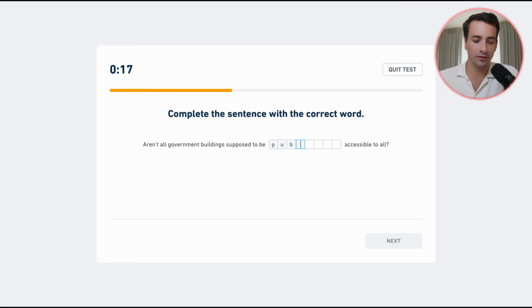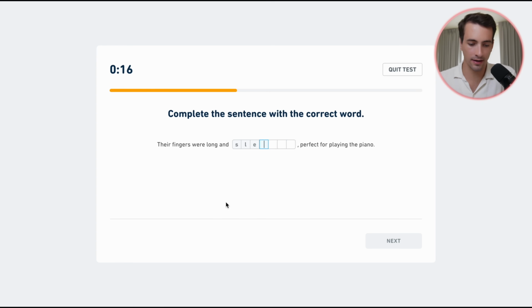Aren't all government buildings supposed to be blank accessible to all? This one is publicly. Okay, so that means open to the public, open to anybody to go in. Their fingers were long and blank, perfect for playing the piano. Answer here would be slender, thin.